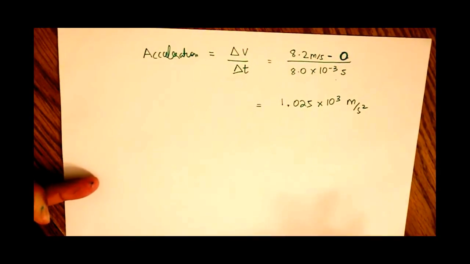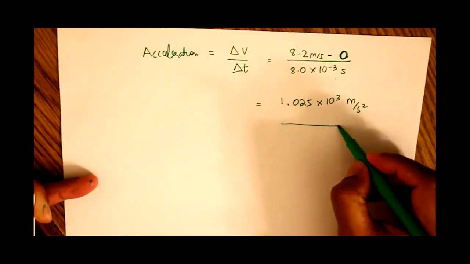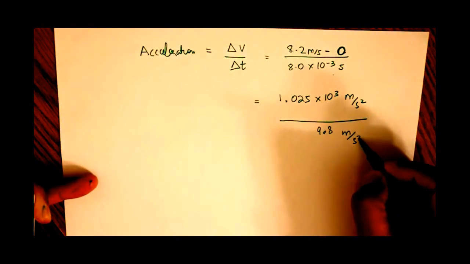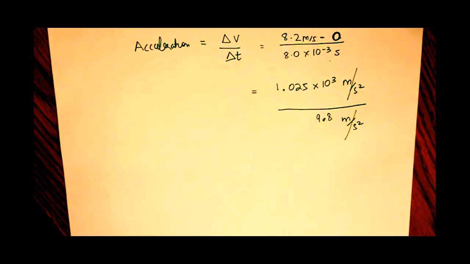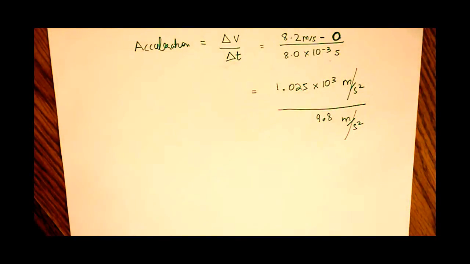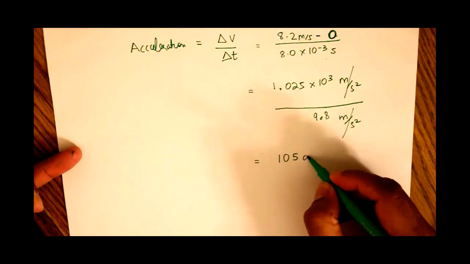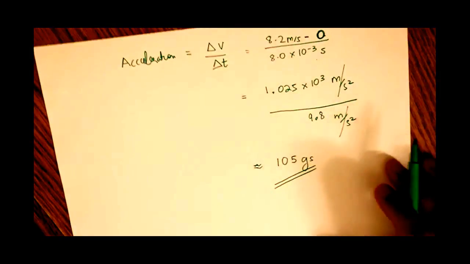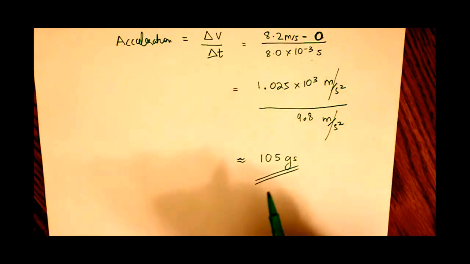But they've asked to find this value in Gs. So we essentially divide this acceleration by 9.8, the acceleration due to gravity. So in Gs, 1025 divided by 9.8 gives us approximately 105 Gs. So due to the mosquito's rigid exoskeleton, it can survive an acceleration of 105 Gs after a raindrop hits it. That's huge.